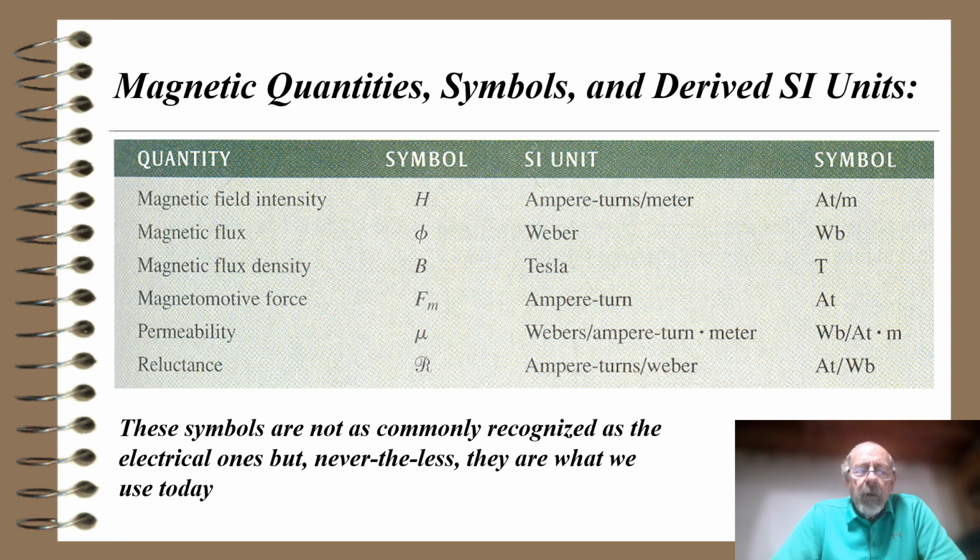How about magnetic quantities, symbols, and derived SI units? These things you don't come in contact with as much. Magnetic field intensity, magnetic flux density, magnetomotive force, permeability, mu, reluctance as a script R. So these symbols are not as commonly recognized as the electrical ones, but nevertheless they are what we use today.